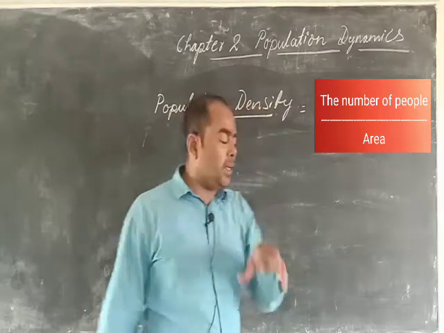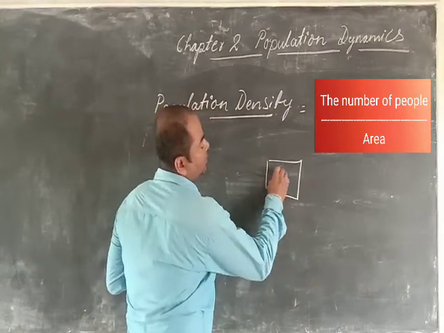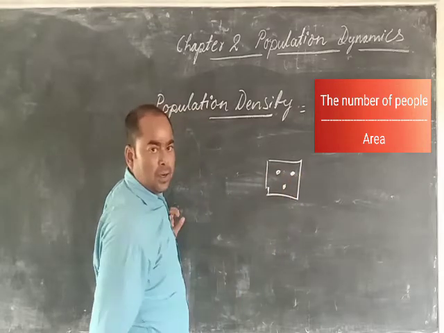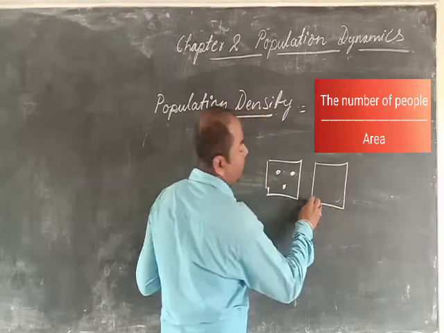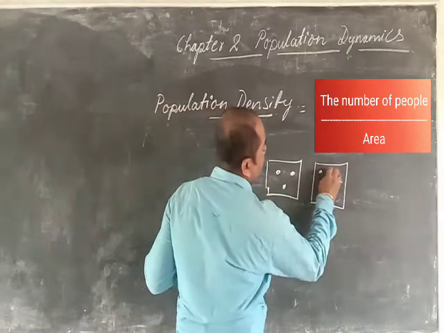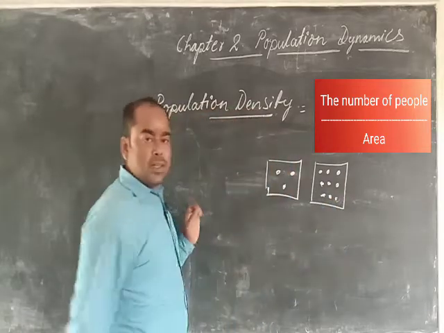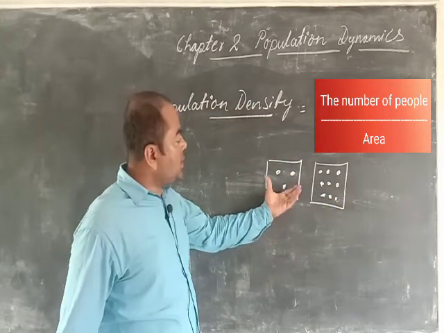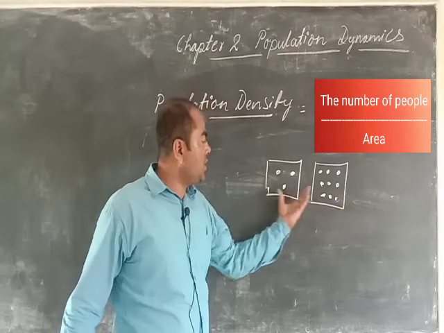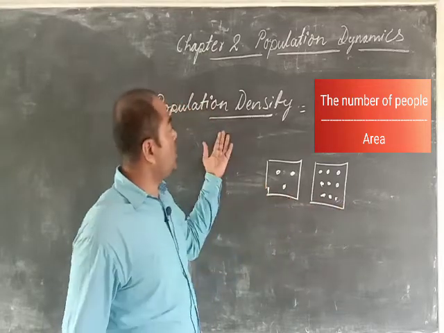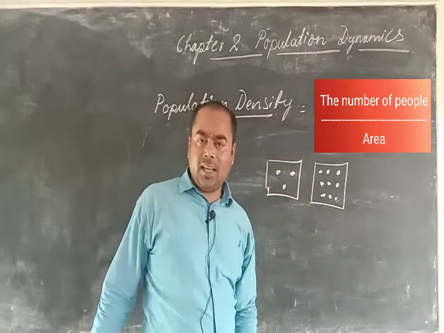Let's see it. Suppose this is the area and here 3 people are living, and in the same area in another place, 9 people are living. Now see, the density of population is more here and the density of population is less here. So what is population density? It is the pattern showing the number of population per unit area.